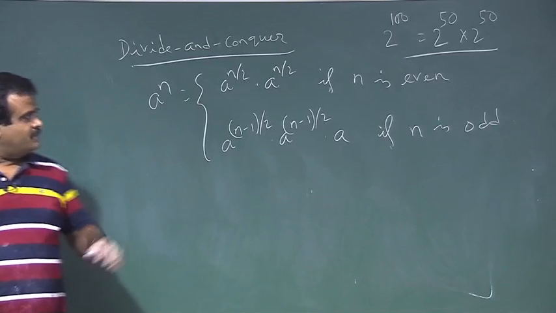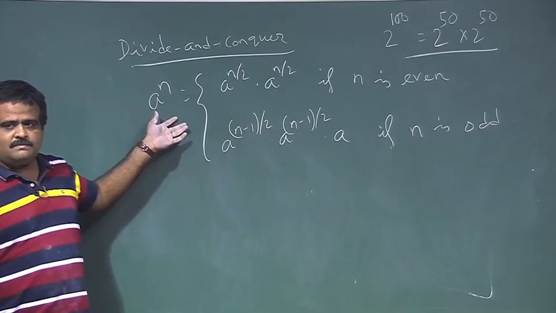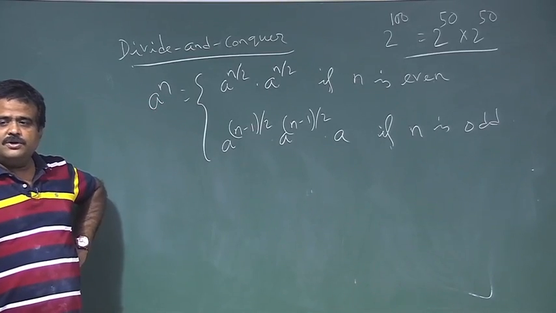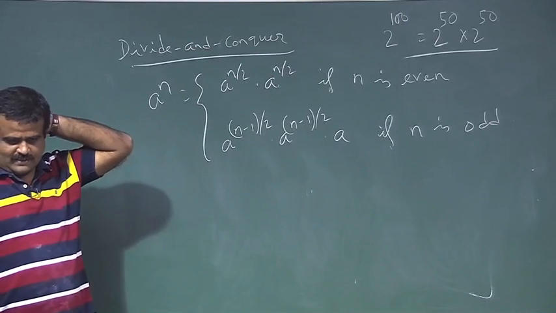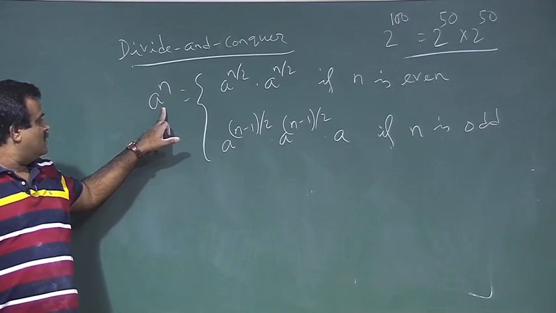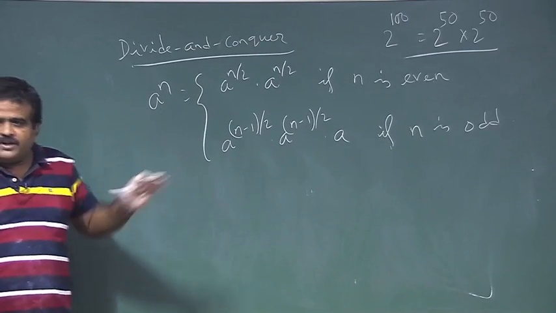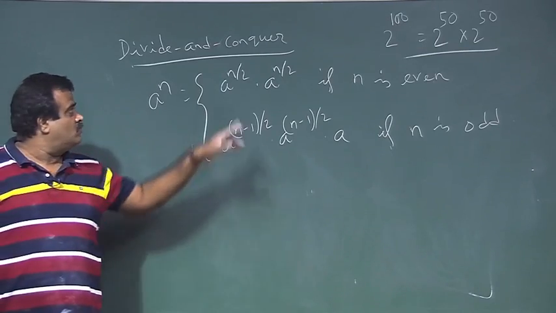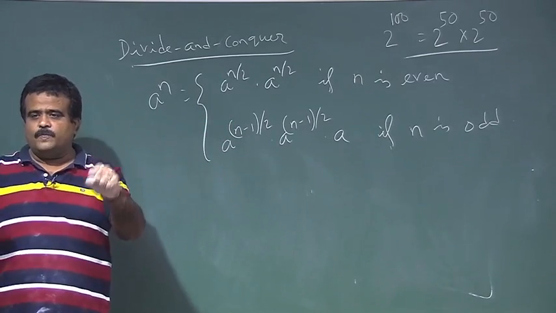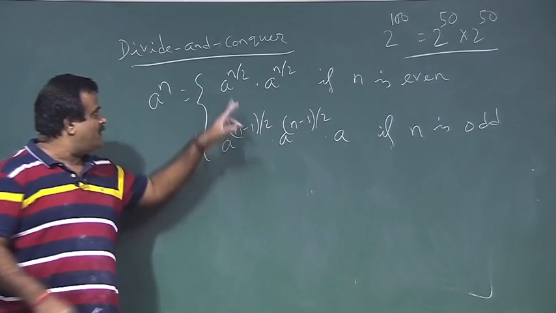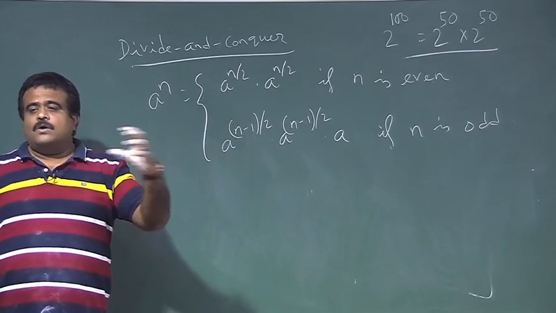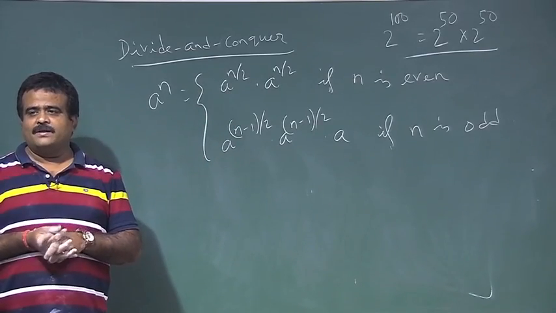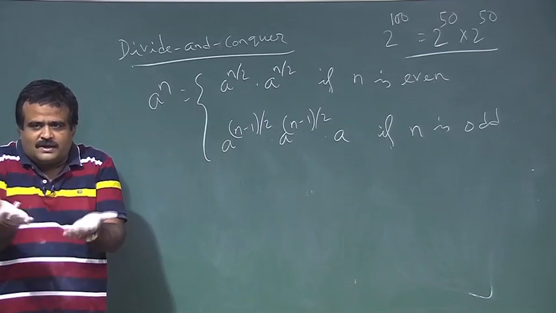Basically, this formula will give us the algorithm. We have a problem of size n, we need to find a to the power n. Instead of finding a to the power n directly, we divide this problem into subproblems. We will find a to the power n by 2, and then once we get the solution of a to the power n by 2, we multiply it with itself.